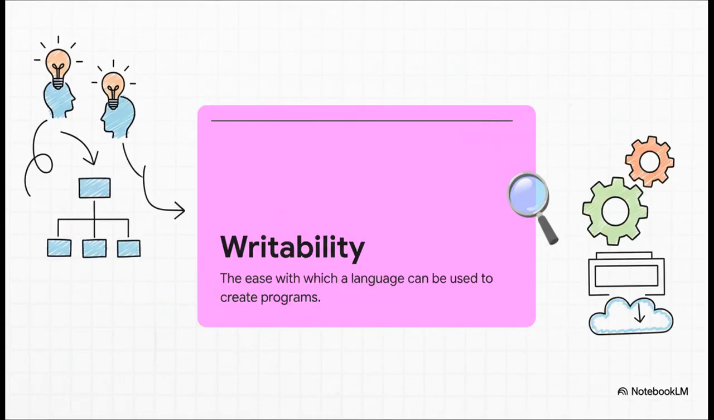Okay, next up is writability. This is kind of the other side of the same coin. How easy is it to get an idea out of your head and into the computer? A language with good writability just flows. It doesn't fight you. It lets you build things and hide away the complex bits. That's what abstraction is all about, so you can focus on the big picture.